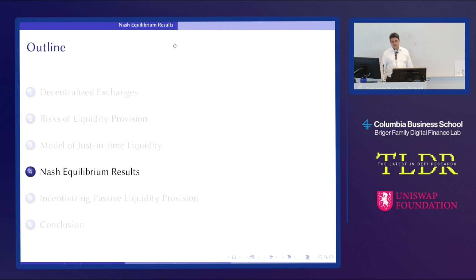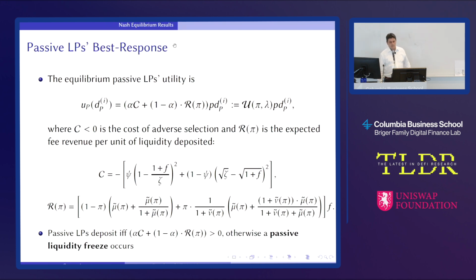Okay, so now that we have described the model, I want to describe a little bit the results. So the first is to write down the passive liquidity provider's utility function. There are two quantities here. One is C, and the other one is R of pi. So C is basically the adverse selection cost, the cost for being adversely selected by an informed trader.